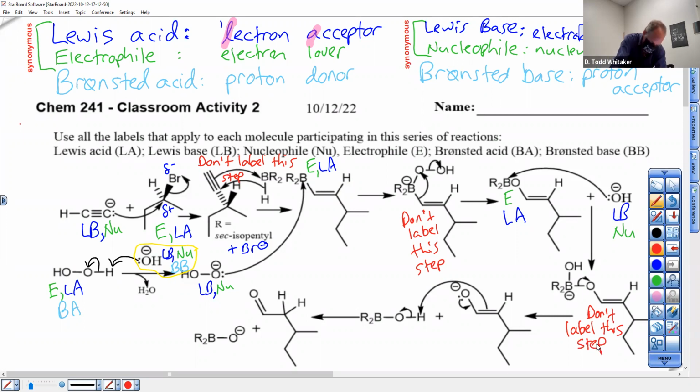But for sure, we want to do the last step. It's got all the labels. This has got a combination of resonance and then attacking. So this is the attacker, right? It attacks the molecule on the left, not vice versa. So the attacker is the Lubenu. And the thing that gets attacked is the ELA. And we are done this lovely exercise. Are there any questions? All right.